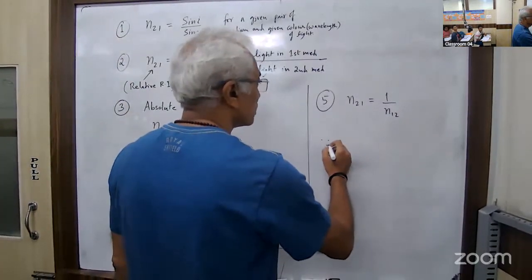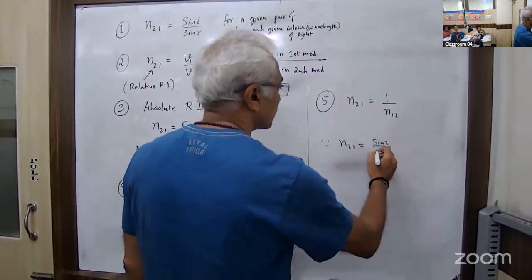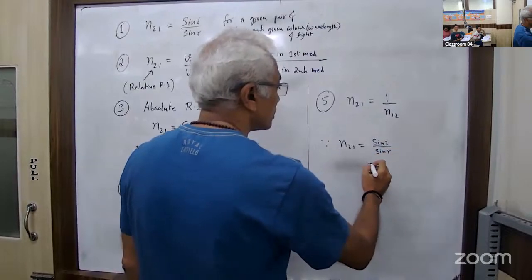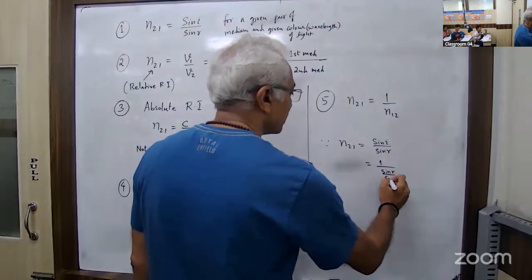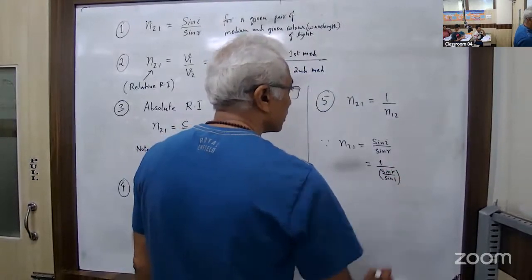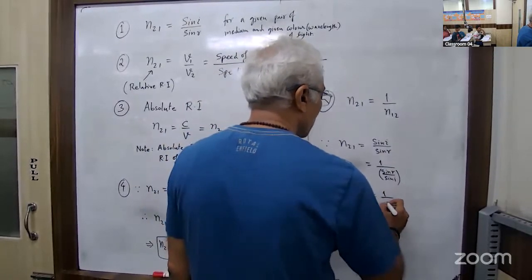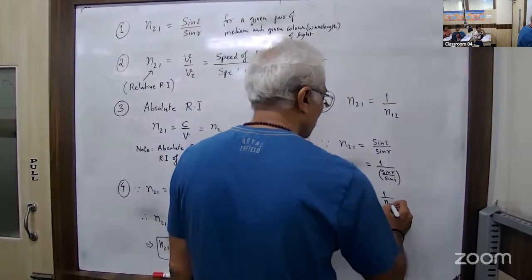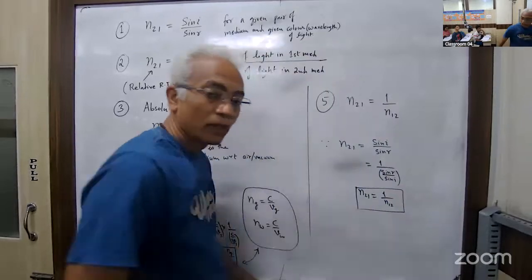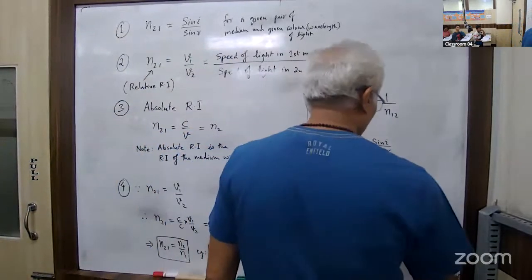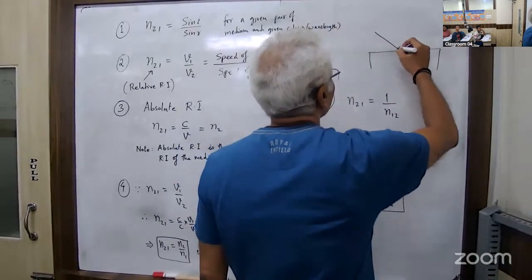Look, since N21 is equal to sin i by sin r, this is equal to 1 by sin r upon sin i. Correct? So what is this now? 1 by N12. How can you do this? Look, how will sin r upon sin i become this? I'll tell you.